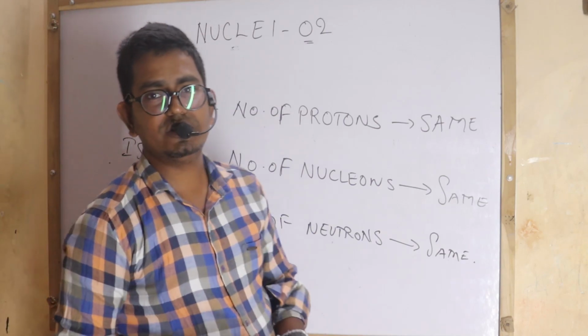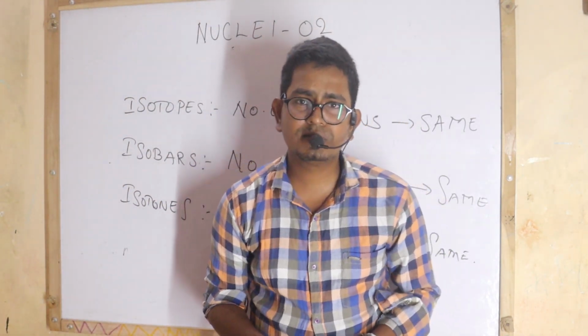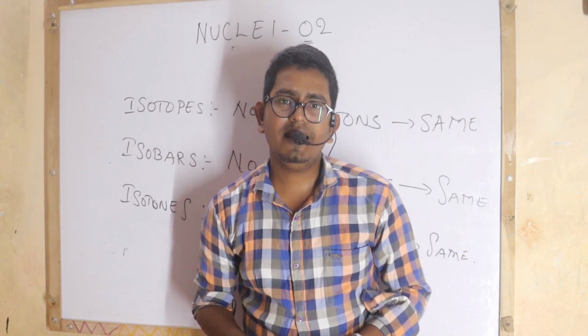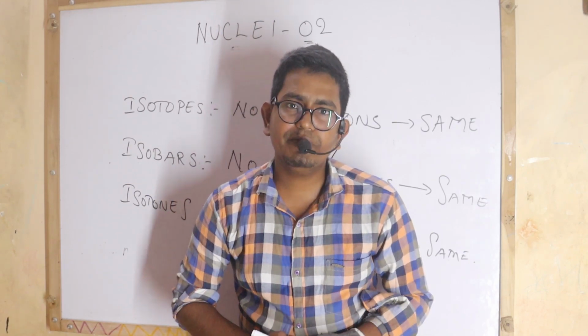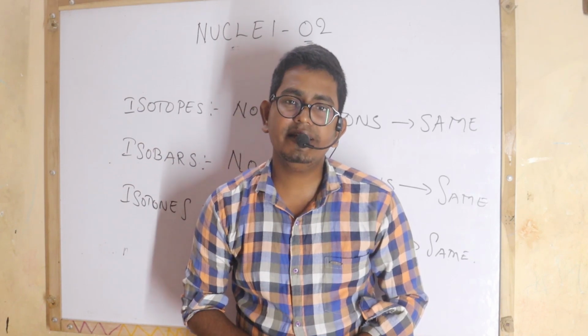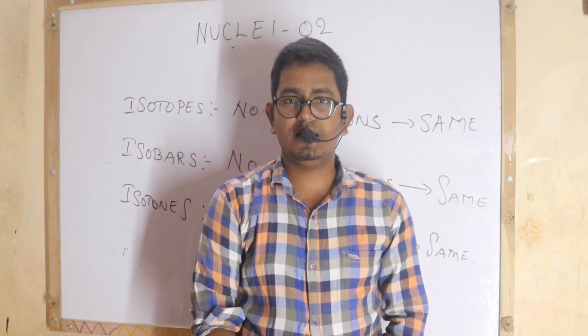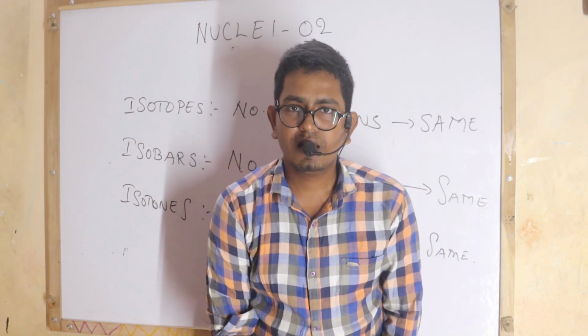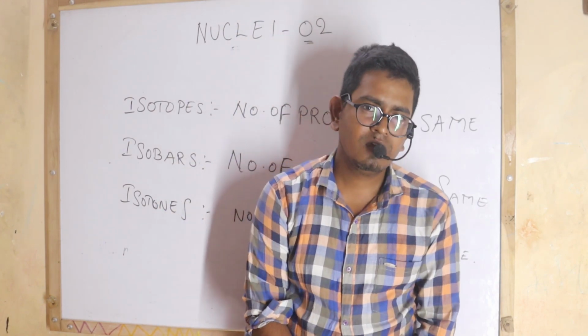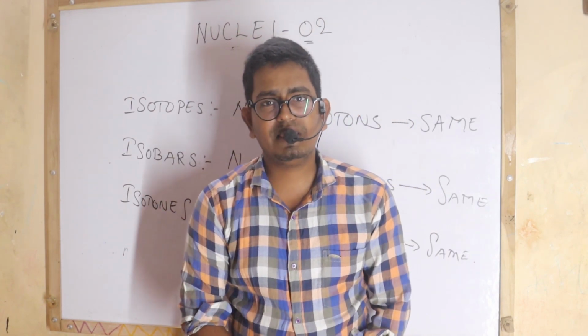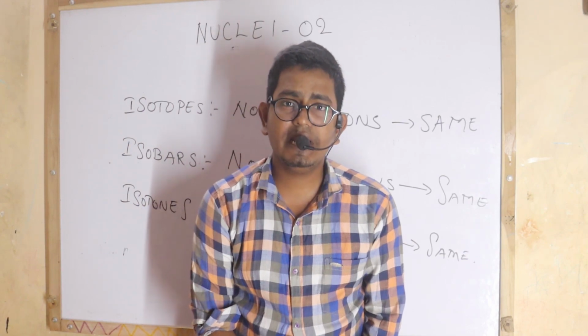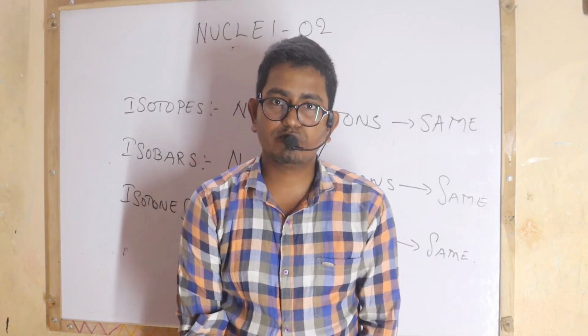So in this video session we covered isotopes, isotones and isobars, and we even came to know how to find the number of neutrons for the given elements. Right? So in the next lecture we will be coming up with a video based on the shape, size and the density of the nucleus.